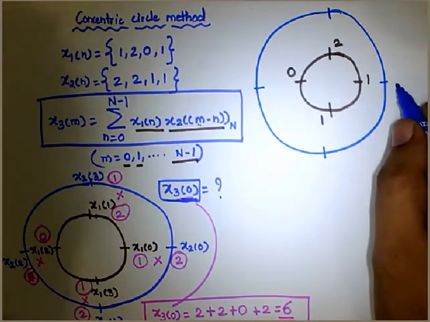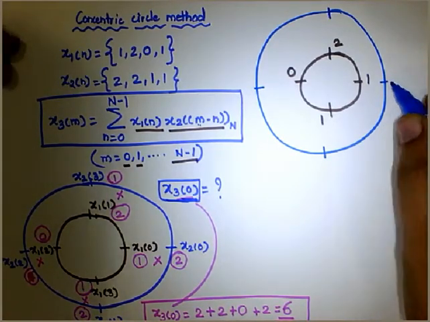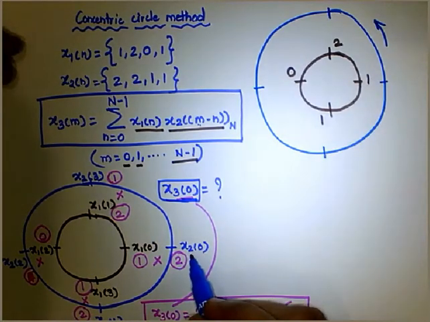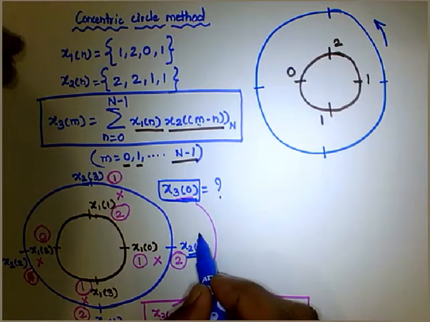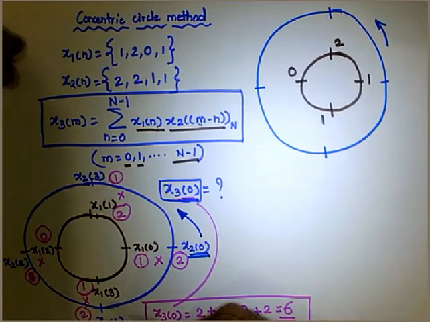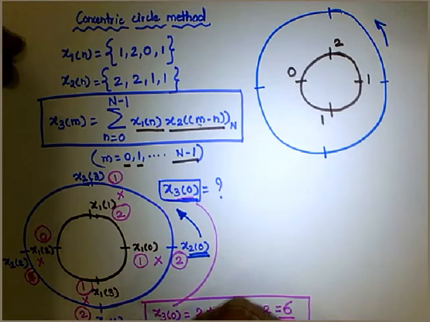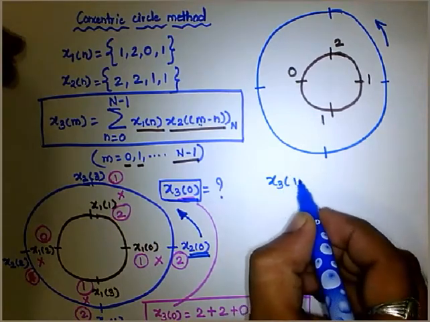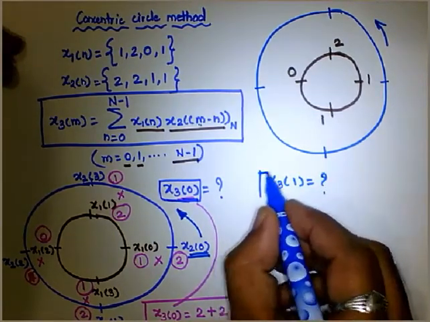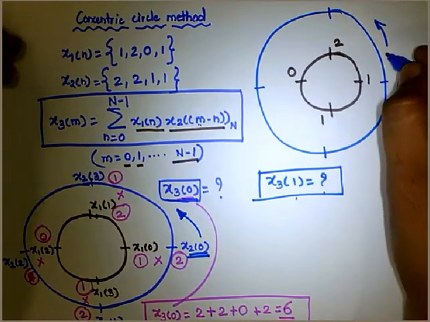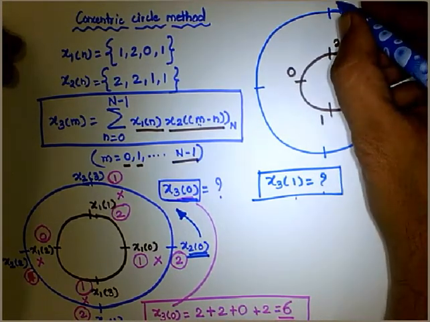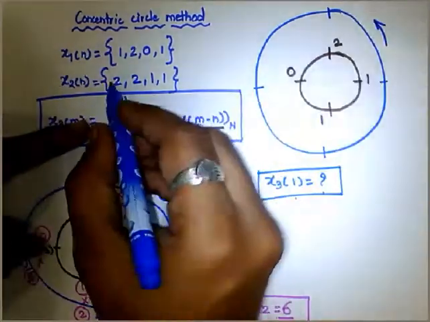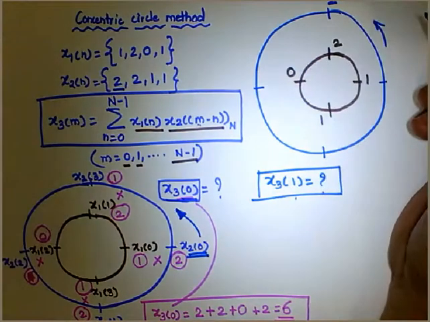So here we are delaying the sequence by 1, so we need to move it in an anti-clockwise fashion. So x2 of 0, which was over here in the initial case, now will be moved to the 1 position upward, because right now we are calculating x3 of 1. This is what we need to calculate. So I will delay this x2 by 1, so x2 of 0 will be shifted here. What is the value for x2 of 0? That is 2. So let's write this 2.